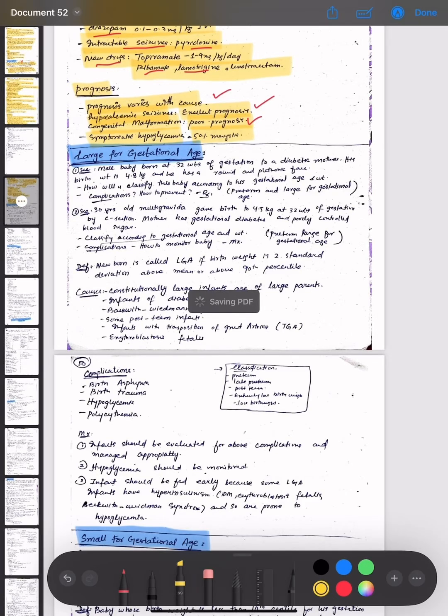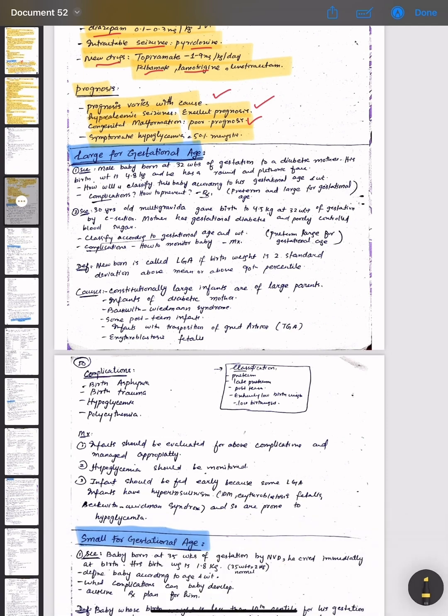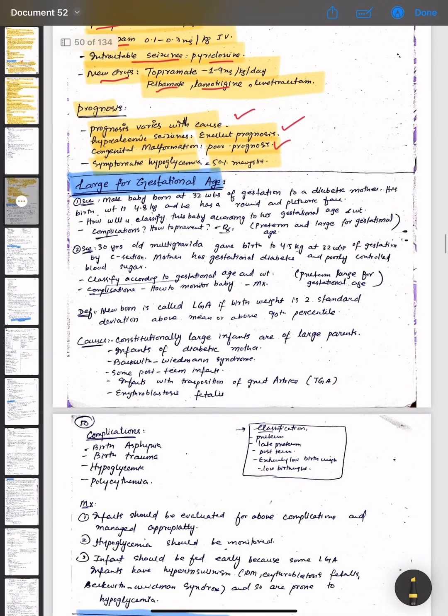We have started the preparation for pediatric subject and we have studied the topics from neonatology. Today we will discuss the large for gestational age. So we have a scenario that there is a male baby born at 32 weeks of gestation to a diabetic mother. His birth weight is 4.8 kg and he has a round and plethoric face.